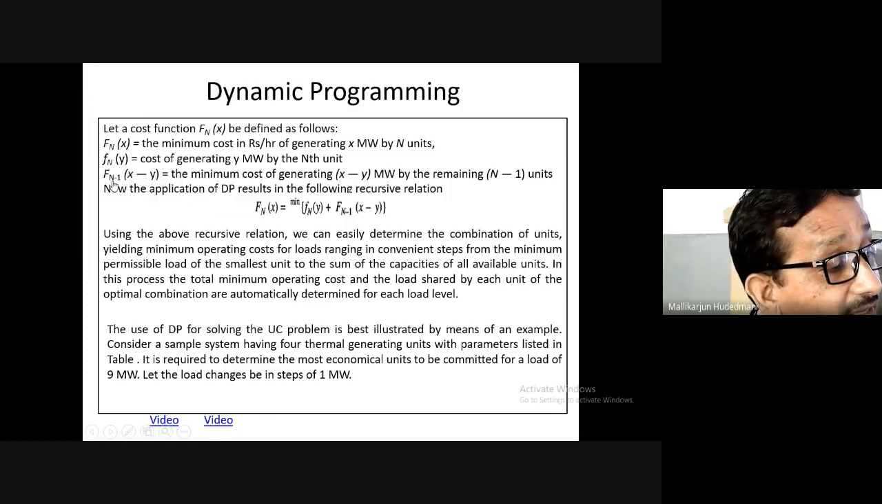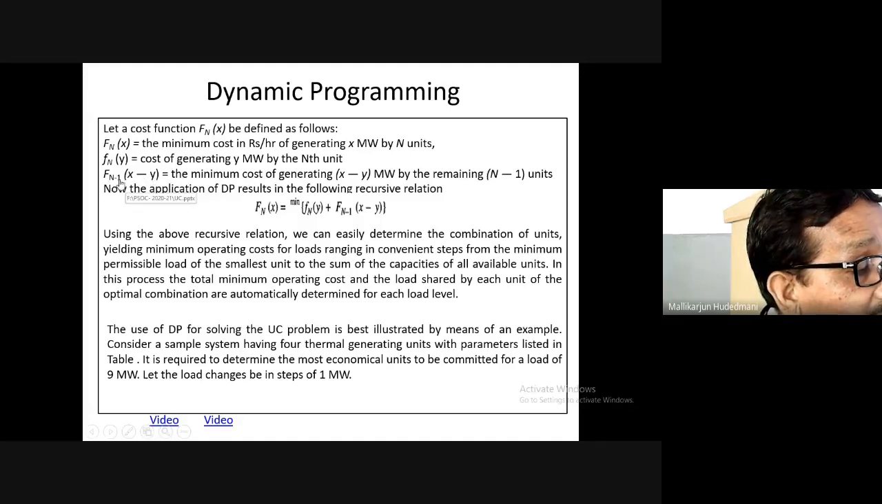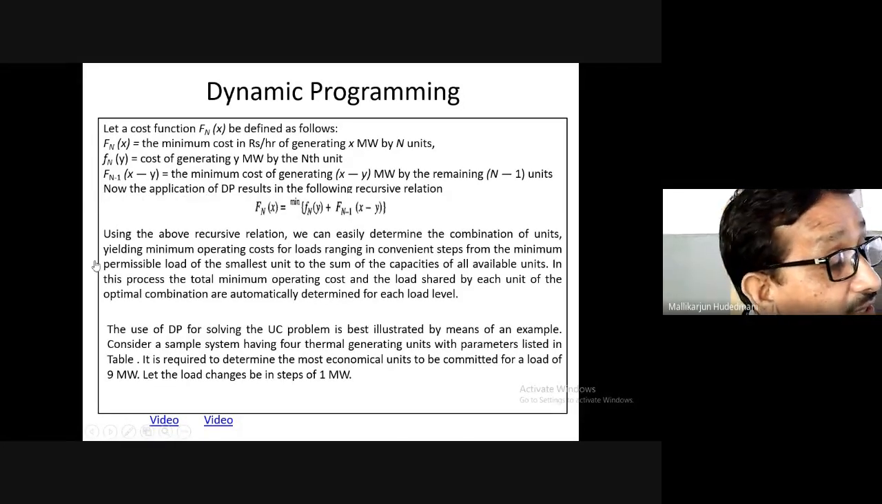Among the remaining N minus 1, that is 9 generators, I have a target of how much? 100 megawatt is my target. 50 I obtained from the last machine, and 100 minus 50, 50 megawatt is the target left on the remaining N minus 1 units. Among the N minus 1 units, to obtain 50 megawatt, I have to again search recursively.